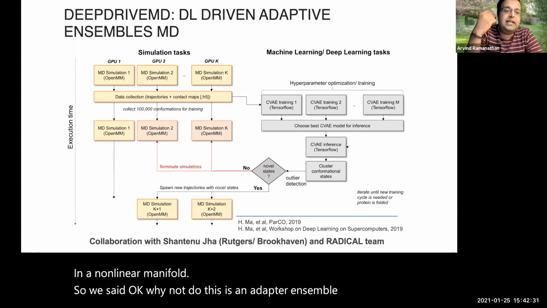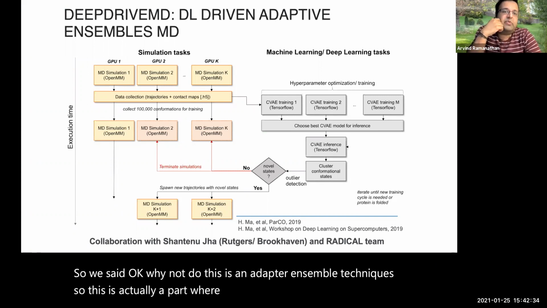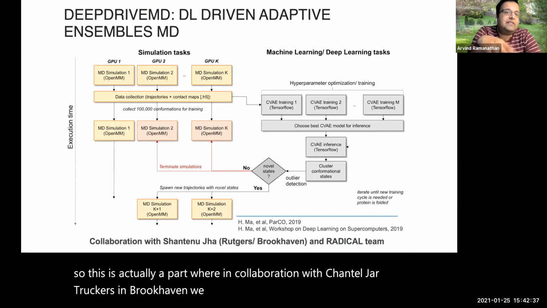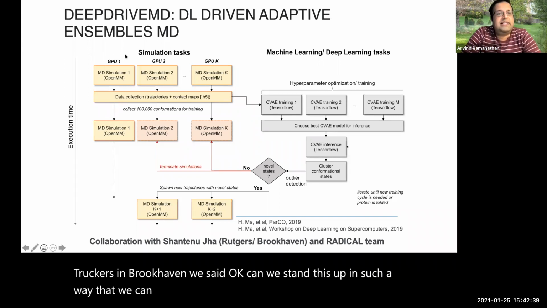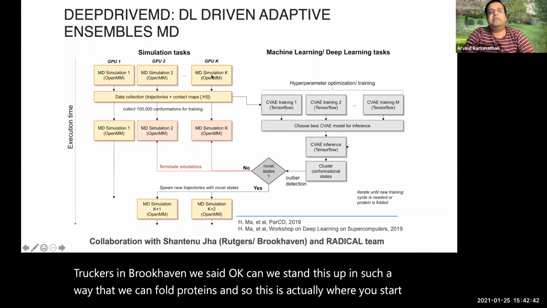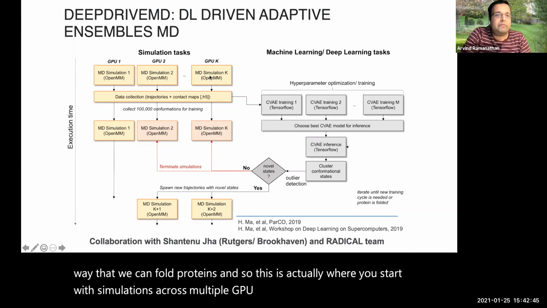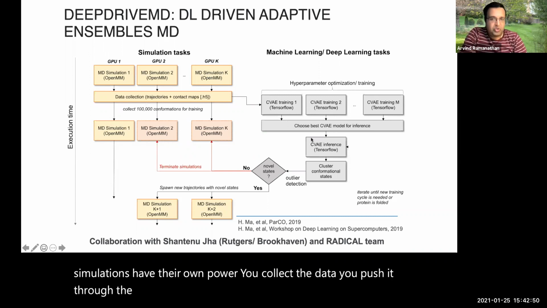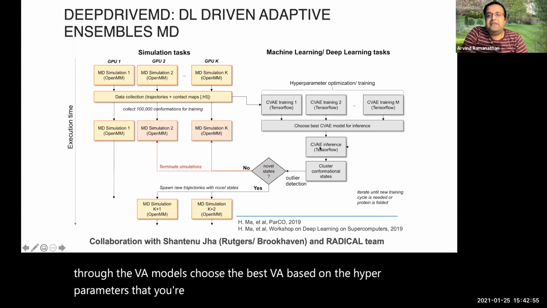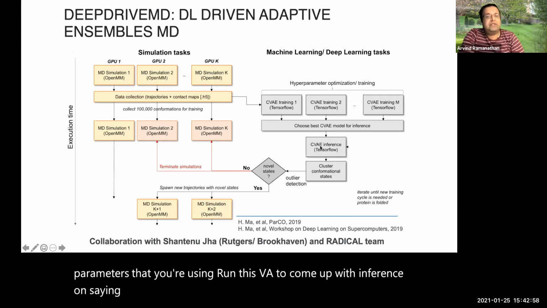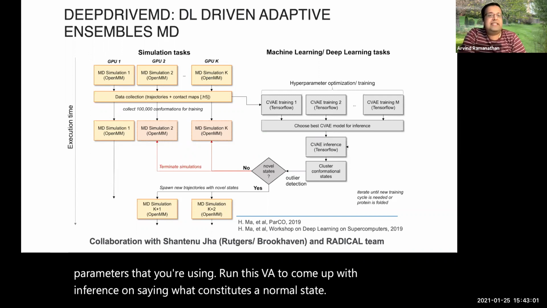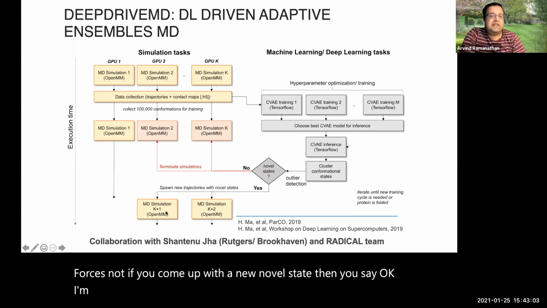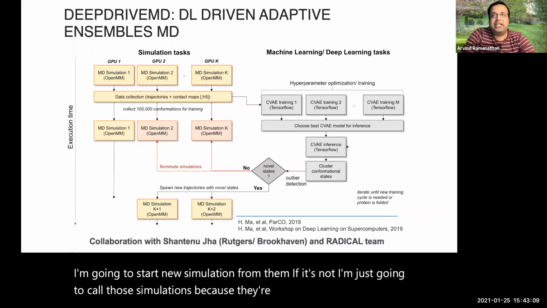This is a part where, in collaboration with Shantanu Jha at Rutgers and Brookhaven, we asked: can we stand this up in such a way that we can fold proteins? You start with simulations across multiple GPUs. Ensemble simulations have their own power. You collect the data, push it through the VAE models, and choose the best VAE based on the hyperparameters you're using. You run this VAE to infer what constitutes a novel state versus not. If you find a novel state, you start new simulations from it. If not, you cull those simulations because they're not productive.